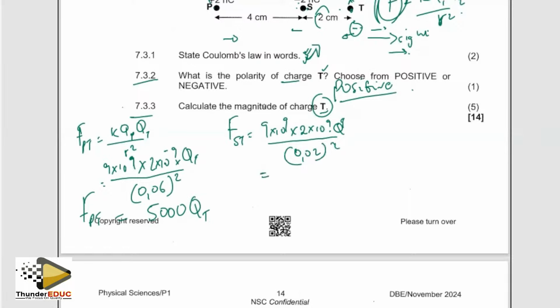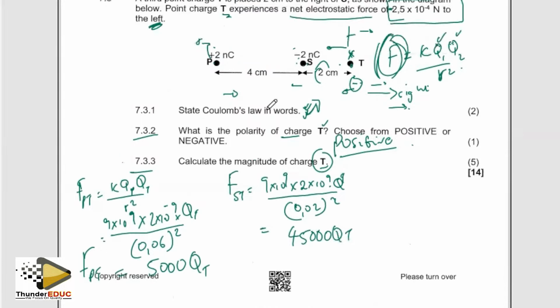So punching that, I will have just 18, over 0.02 squared, which gives me 45,000 QT. Okay, so initially we said this is a plus, this is a negative. So this is going to be positive, this is going to be negative.